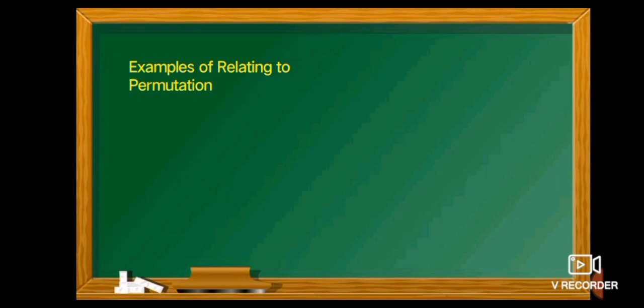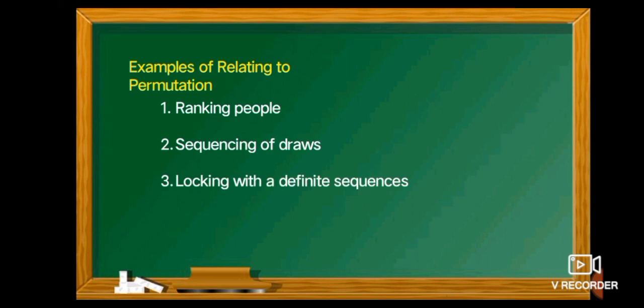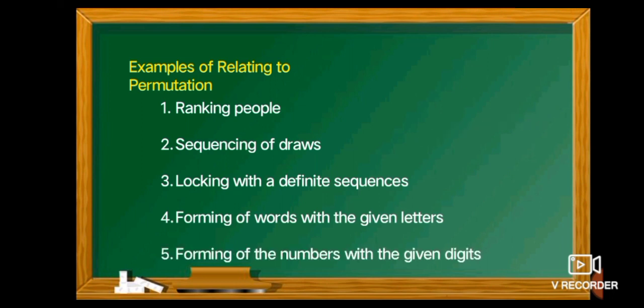Here are the examples relating to permutation. First is ranking people. Second, sequencing of draws. Third, locking with a definite sequence. Fourth, forming of words with the given letters. And fifth, forming of numbers with the given digits.